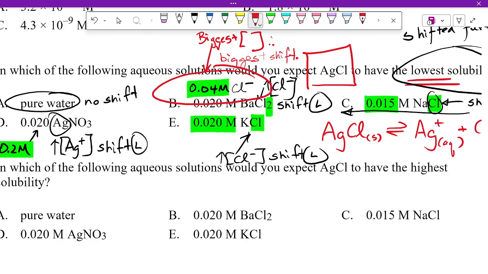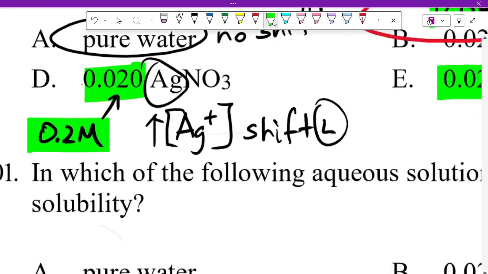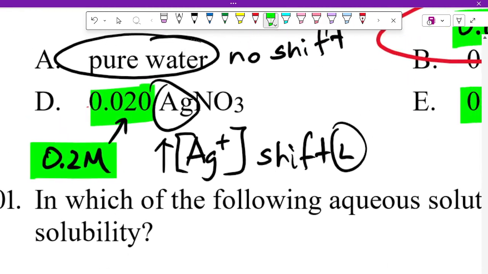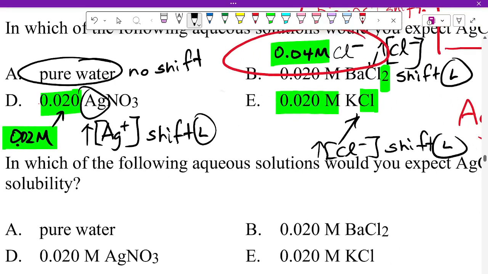Yes, beta. For D, because it says it right there. Oh, yeah. If it was that, it would be D. Yeah, it should be 0.02. Yeah, that's my bad. I'm so sorry.